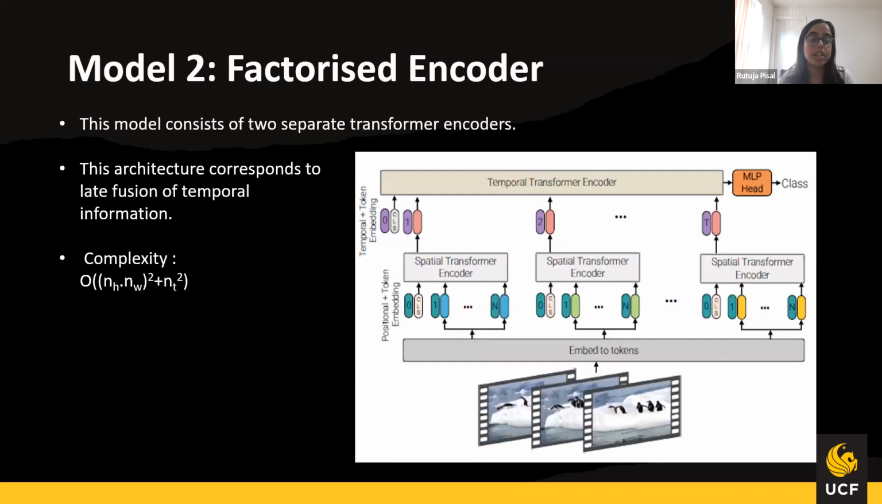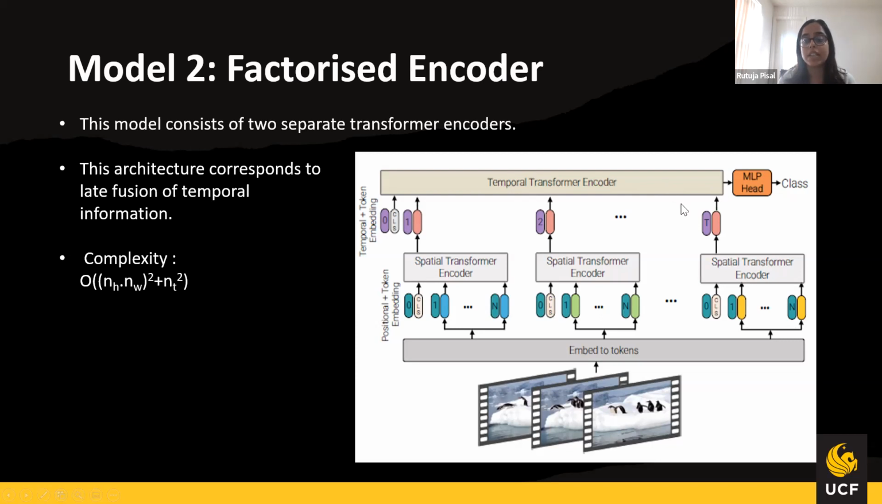The second model that the authors proposed was the factorized encoder. Now, in this model, just as the name suggests, they factorize the encoder, which means that all the frames are passed through a spatial encoder, as we can see in the figure. That is, every single frame is passed through a separate spatial encoder. And then the output features which we get are then passed through the temporal encoder.